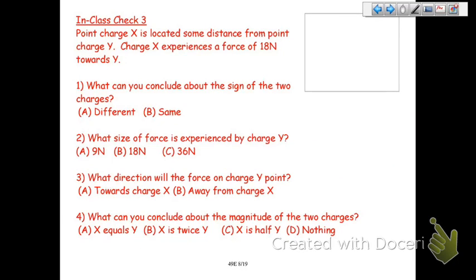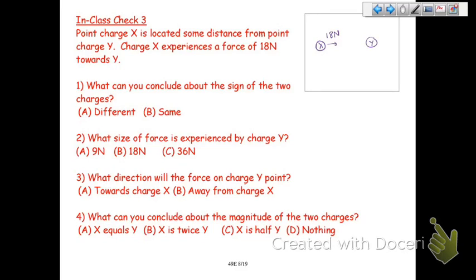A point charge X is located some distance from a point charge Y. So let's visualize this a little bit. Here's my X, and here's my Y. It says the charge X experiences a force of 18 newtons towards Y. So this is that, and that is 18 newtons. I'm asking you some conceptual questions here. So what can you conclude about the sign of the two charges?